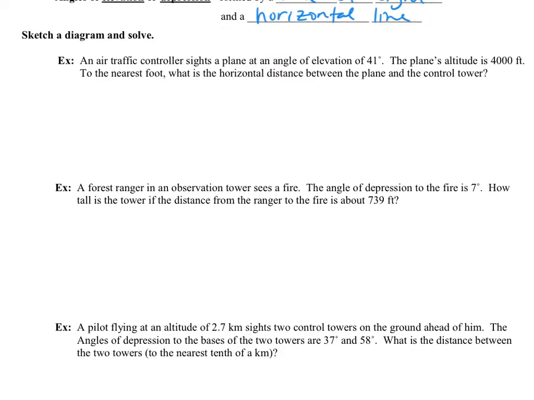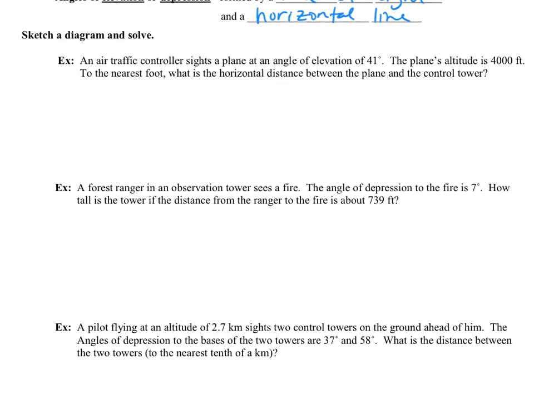Okay, in each of these examples, the directions are going to tell us to sketch a diagram and then solve the problem. So this first example says an air traffic controller sights a plane at an angle of elevation of 41 degrees. The plane's altitude is 4,000 feet. And then to the nearest foot, we're asked this question: what is the horizontal distance between the plane and the control tower? Okay, so we're going to imagine somebody from the control tower.